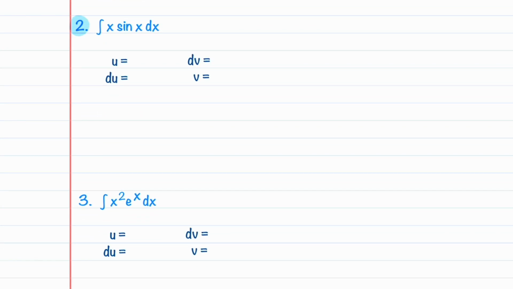Example 2 is very similar to example 1, and you may want to pause the video and see if you can work through this problem on your own. We're going to begin by setting our integral equal to the integral of u dv, and then we'll know that that is equal to uv minus the integral v du.